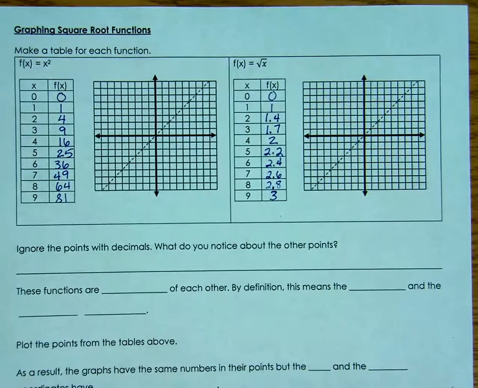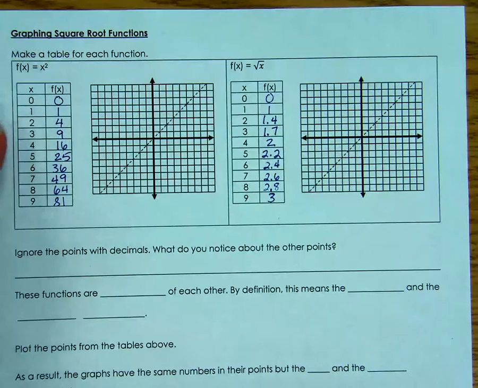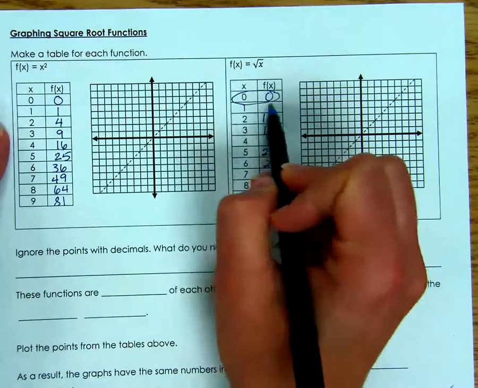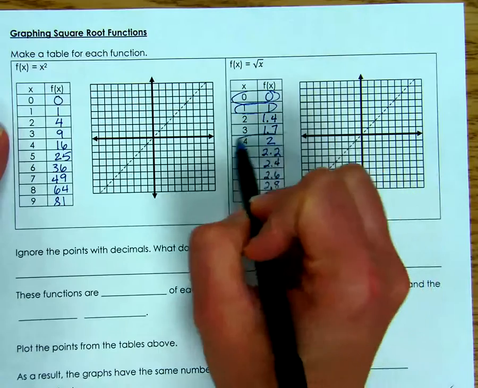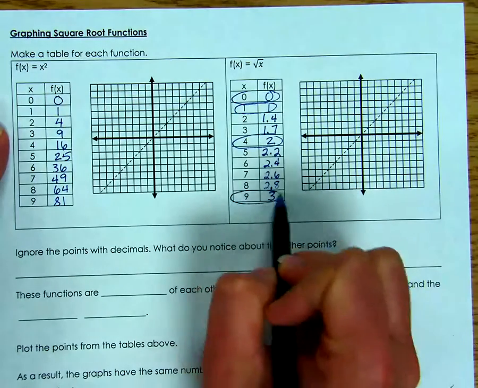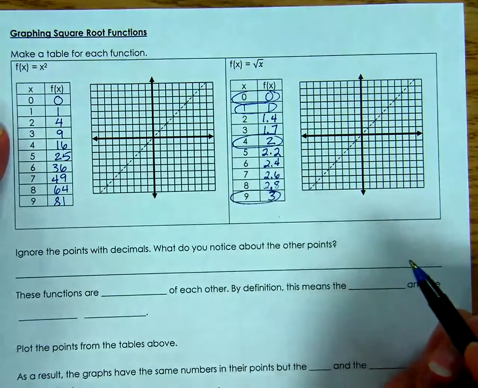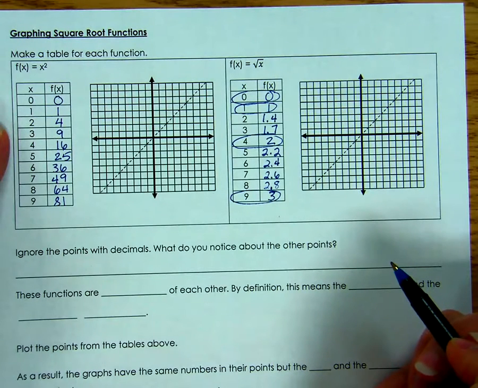I want you to ignore the points with the decimals. What do you notice about the other points? I found this question kind of confusing, but if we really look at what we have: 0, 0, 1, 1, 4, 2, and 9, 3. So ignore the rest of them, and then come back and look at the x squared function. Do you see any similarities?